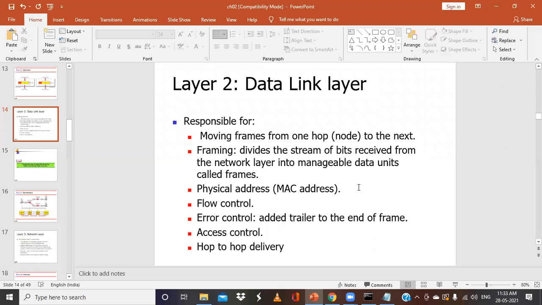So if the frame is intended for a system outside the sender's network, the receiver address is the address of the device that connects the network to the next one. So this is what basically happens. And the next thing we discuss is flow control. So what is flow control?